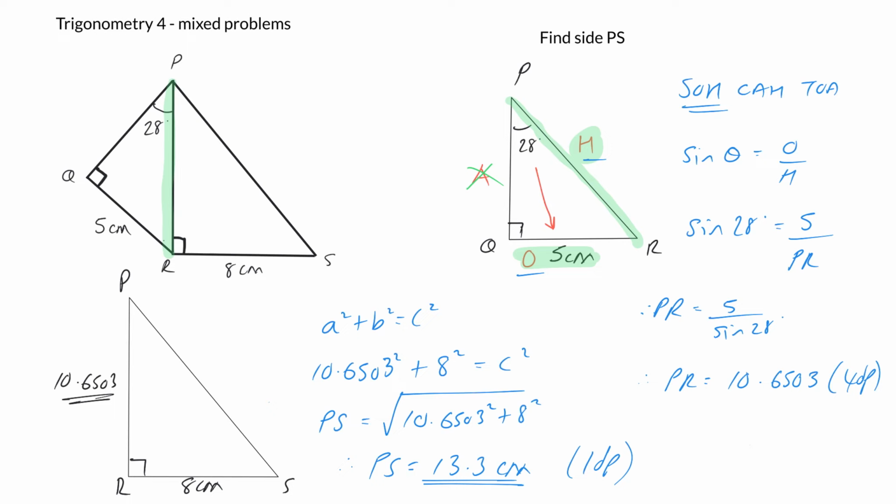One thing I would note though is where I've actually rounded PR to 4 decimal places, sometimes if the final answer is expected to a high level of decimal places or a high level of significant figures, I would not round this at all and I would use all of the digits on my calculator.